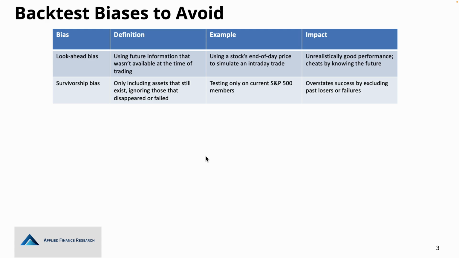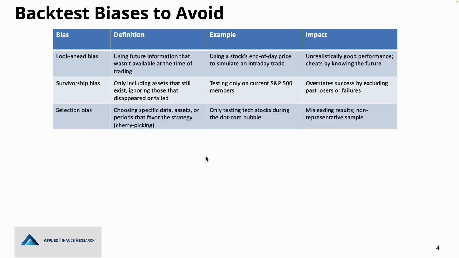The next bias is selection bias, and that is choosing specific data or assets that highly favor the strategy. So in essence, this is cherry picking. An example here would be only testing tech stocks during the dot-com bubble. Of course, you're going to get great results, but they are misleading and not representative when we think about taking a broader sample.